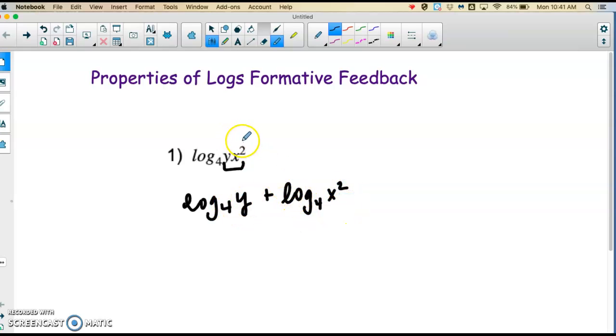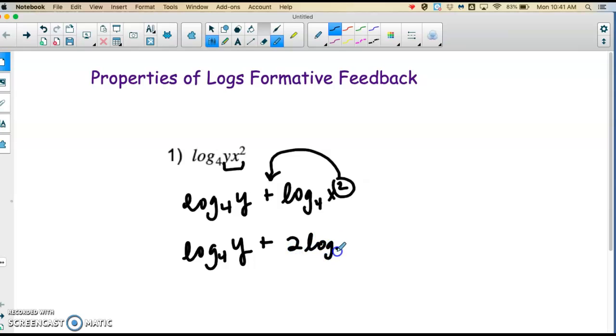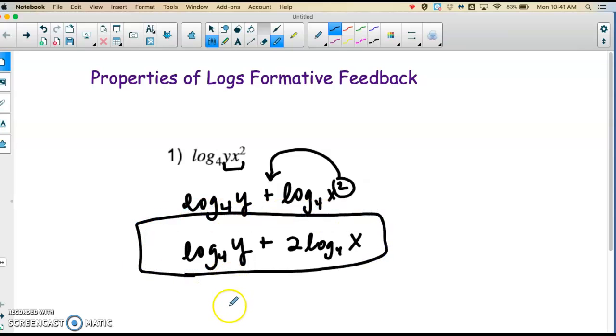So that part's good. Now we have this 2 right here. And this is the power property. So that's going to come out in front. I like to call that plogging because the P out in front, plog. So we have log base 4 of y plus 2 log base 4 of x. And so that is your final answer for number 1.